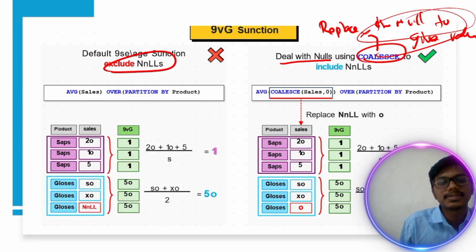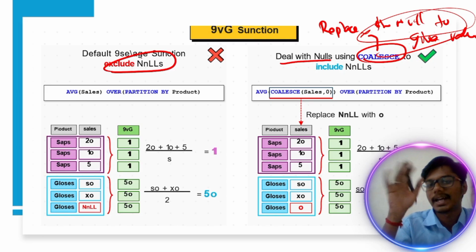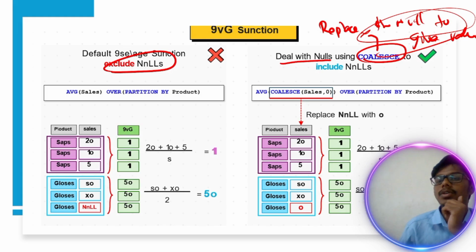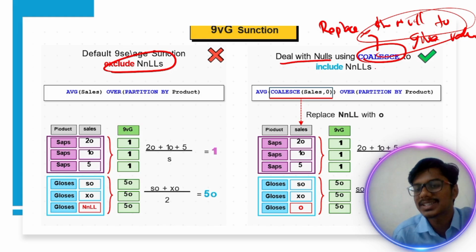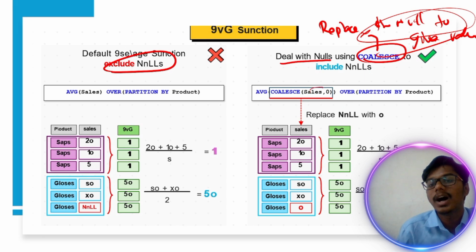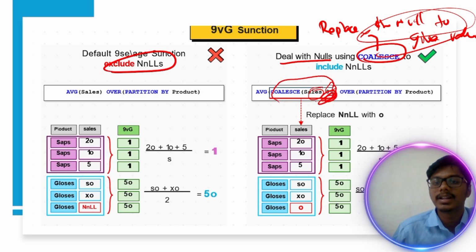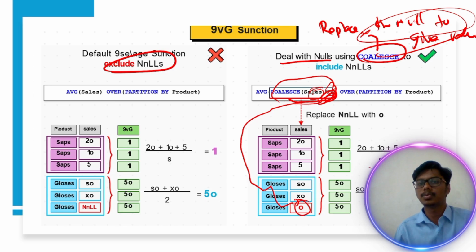So the default average function excludes the nulls, but we don't want to exclude them. We want to make the nulls 0, so we are using the COALESCE function. If we give the column and want to make the nulls 0, it will replace the null with 0. That's the main intuition. The inner function is COALESCE of sales comma 0. Sales come from the database, it checks whether a value is null and replaces it with 0. Now if we do the average function, we get the correct output.